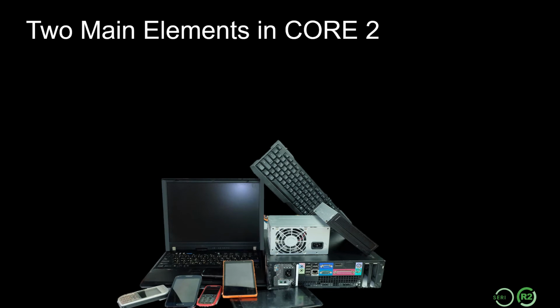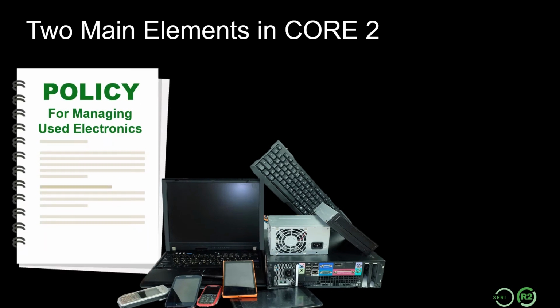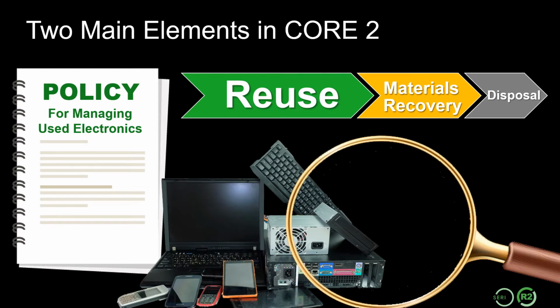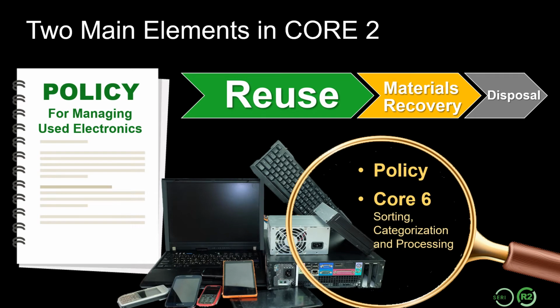First, an R2 facility must develop a written policy that addresses how it manages used and end-of-life electronic equipment, components, and materials that is based on a hierarchy of responsible management strategies. This policy should describe how the facility intends to ensure potentially reusable equipment and components will be directed to reuse whenever practical. The second main element of Core 2 is evaluating and sorting all equipment, components, and materials in accordance with that policy and the requirements in Core 6, sorting, categorization, and processing.